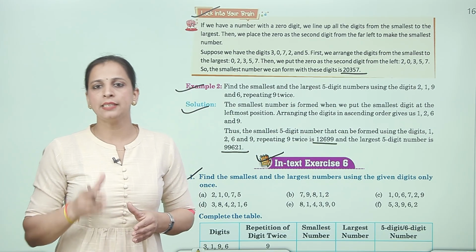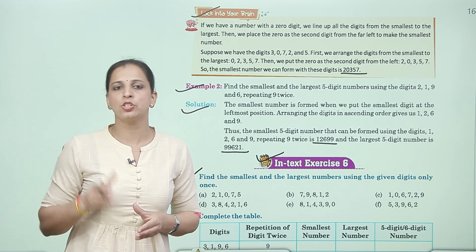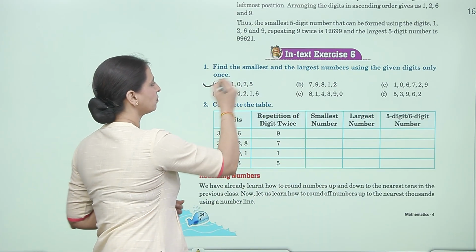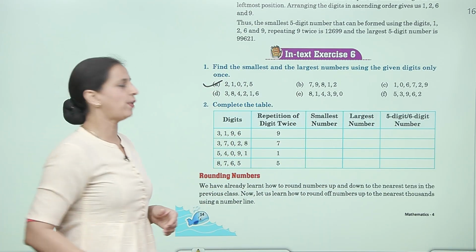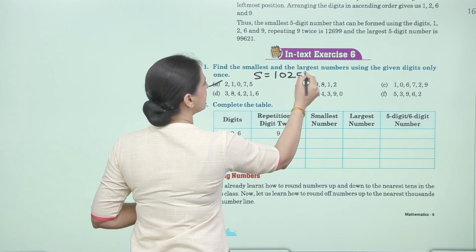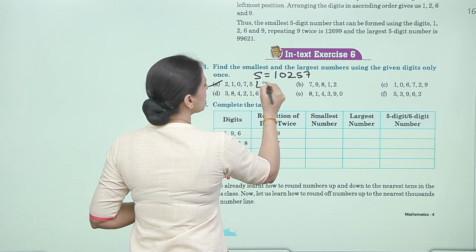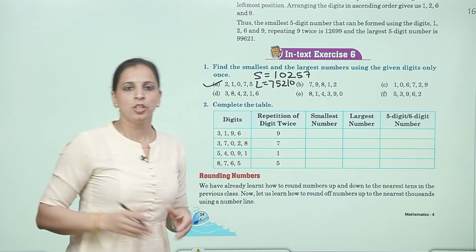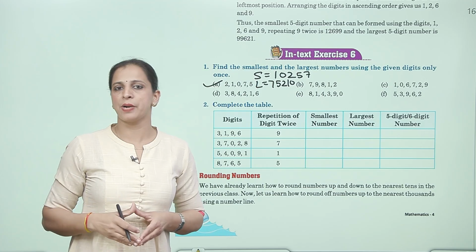Now in Test Exercise 6, question number 1. Find the smallest and the greatest number using the given digits only once. Now A part is 21075. So the smallest number is 1, 0, 2, 5 and 7 and the largest number is 7, 5, 2, 1 and 0. So children, using the same method, you will try the remaining parts yourselves.